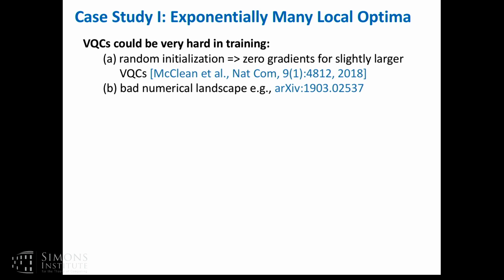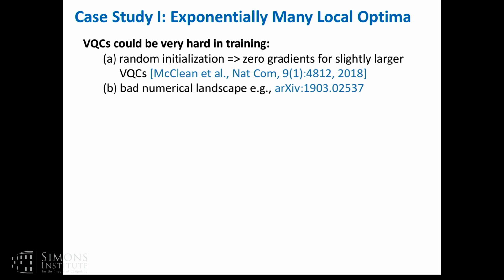So I'm basically trying to show that training variational quantum circuits in general is hard. This is not surprising at all, because if you have tried to train this circuit by yourself, you immediately realize it's hard. But to get some theoretical handles on that, there are not too many results.